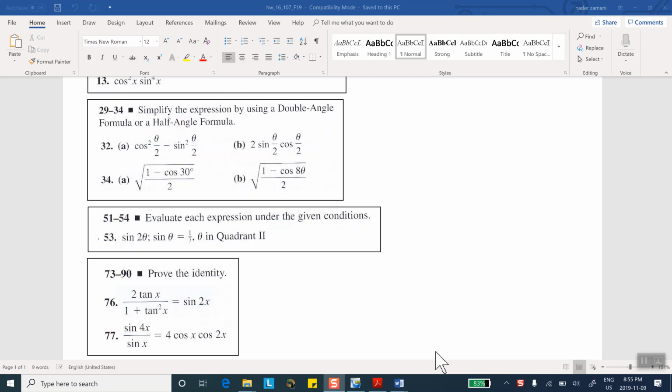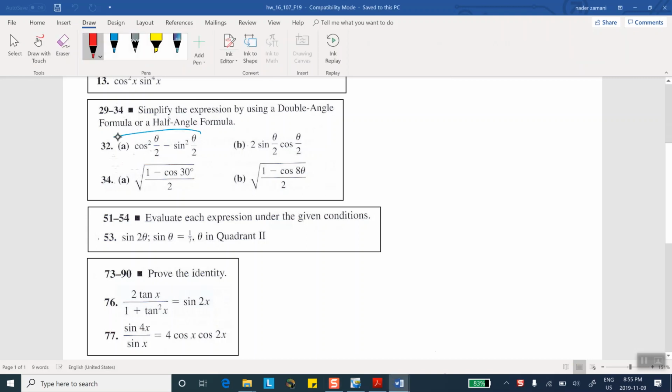Okay, this is the second video segment for solution to homework 16. 32 and 34 are so easy that I'm going to do it right here. It says, okay, you've got this expression, using double angle or half angle formula, simplified.